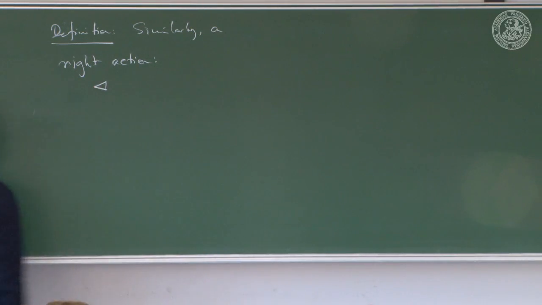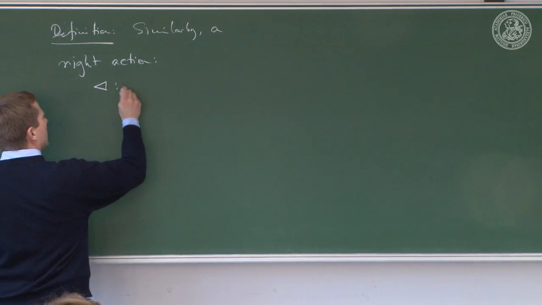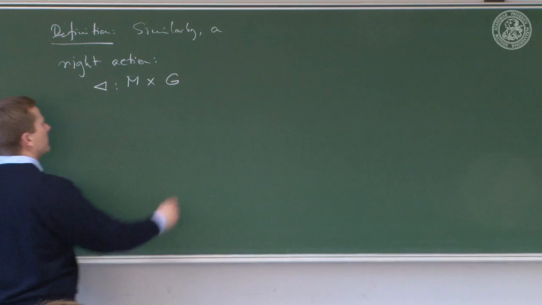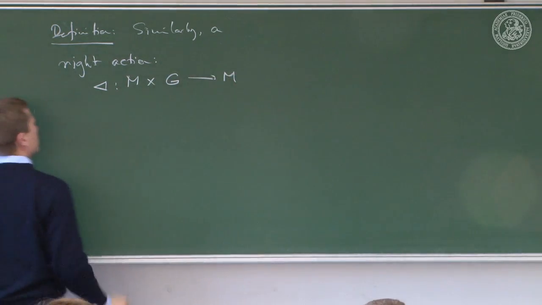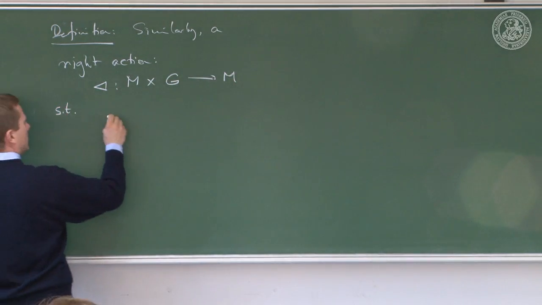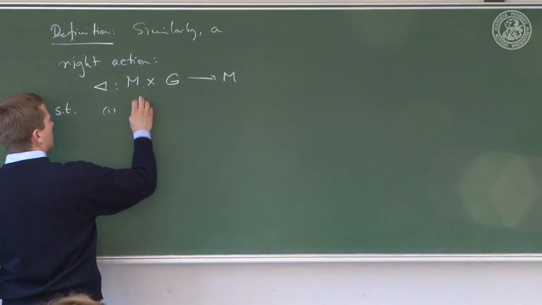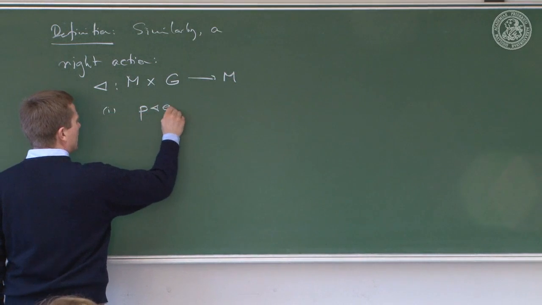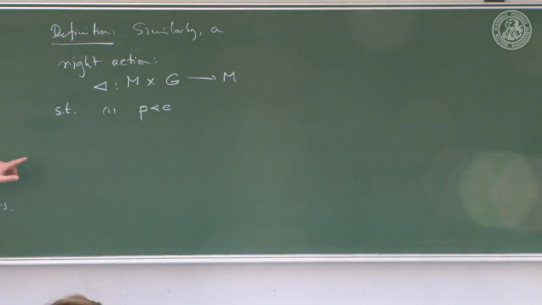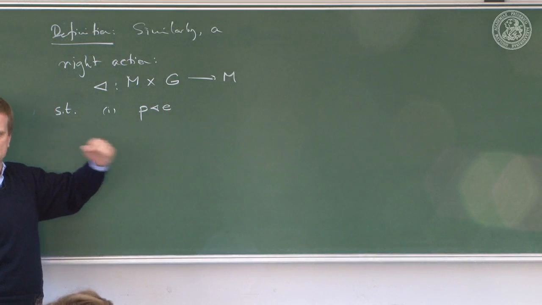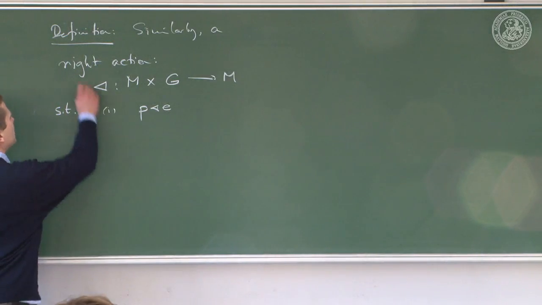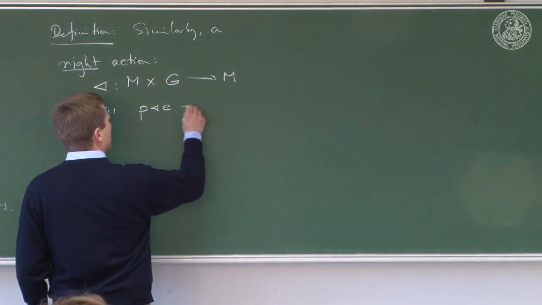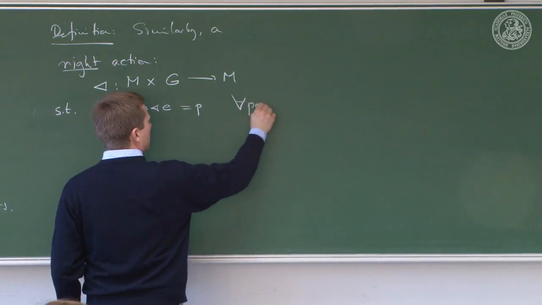It's the arrow like this. A right action takes M cross G, opposite order of course, into M, such that, well, the first one remains that you act on any point with the identity. And you see we now really write the group element on the right. So we take the word right action serious. That has an advantage you'll see in a second. This is again P for all P in M.